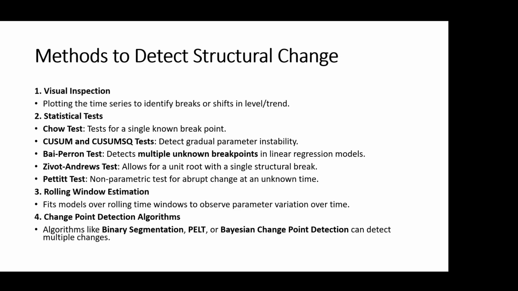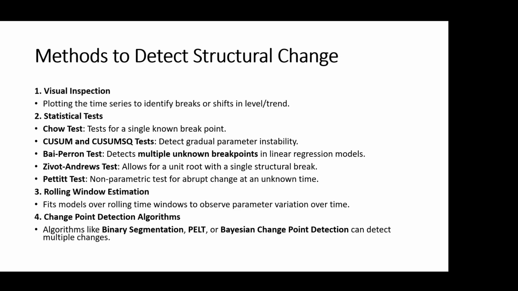Then you have what is called the CUSUM square test. It detects a gradual parameter instability. I will demonstrate all this to you. Then you have the Bai-Perron test, which detects multiple unknown breakpoints in a linear regression. So basically, you fit a linear regression model with time as the independent variable and find out if you can detect any breakpoints. Then you have the Zivot-Andrews test, which allows for a unit root with a structural break. It looks at structural breaks and sees whether they are different from each other in terms of their trends. Then there's another test called the Pettitt test.